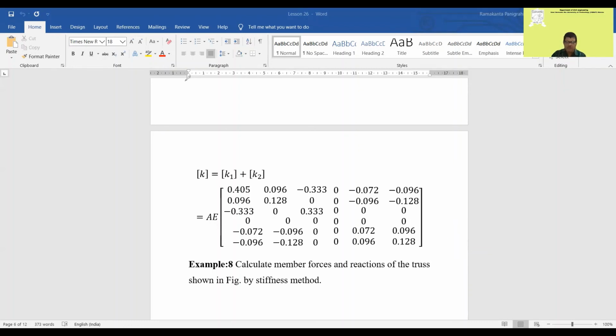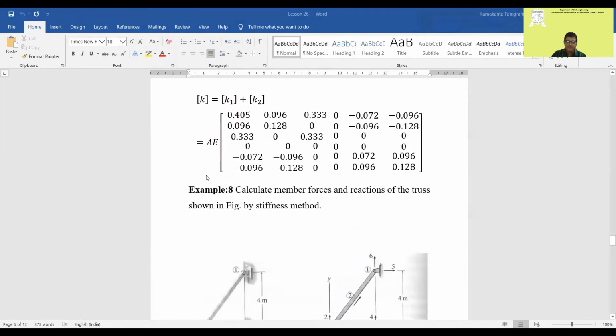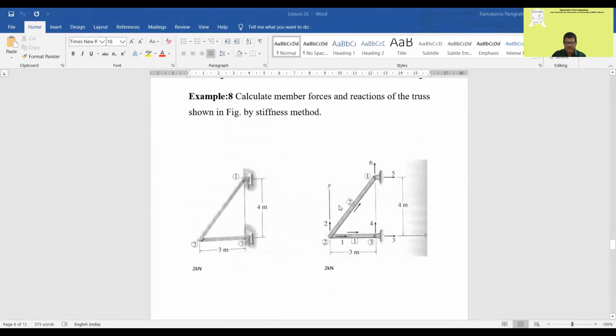Now let us go to the last problem. What does the problem say? Same problem. Calculate the member forces and reactions of the truss by the stiffness method. The load is given here as 2 kilonewton. If a 2 kilonewton load is applied here, what are the member forces for this problem?